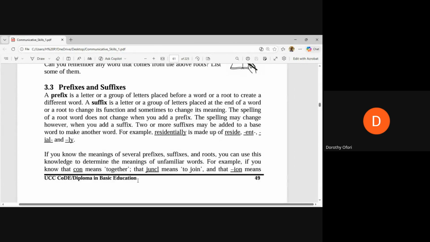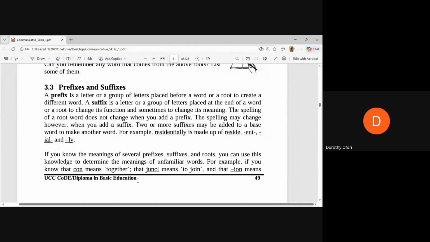Mismanagement. So there is a prefix, there is the root word manage, and there is a suffix ment. By breaking them, the first thing is mis, which is something negative, not organizing something well. Manage means organizing something. The ment means it's a noun.